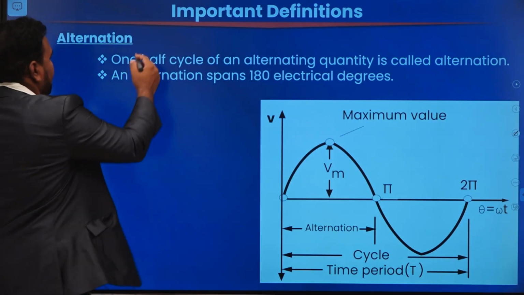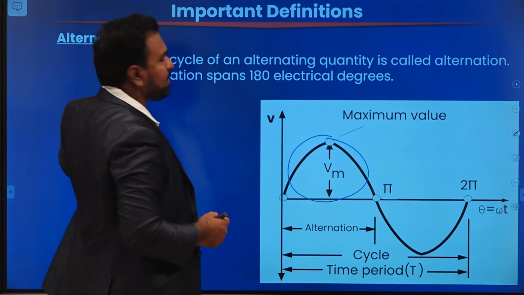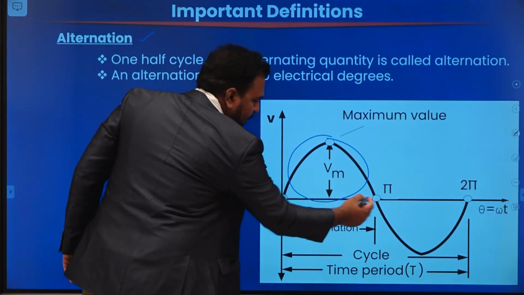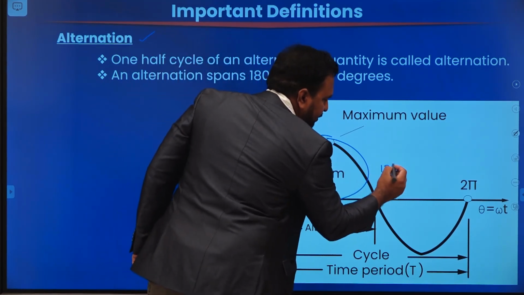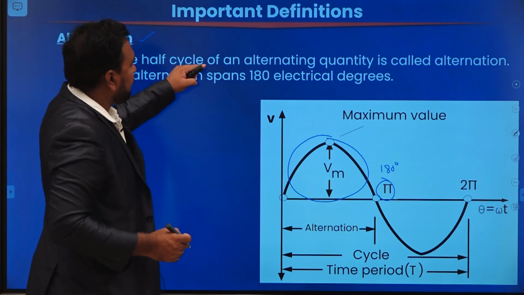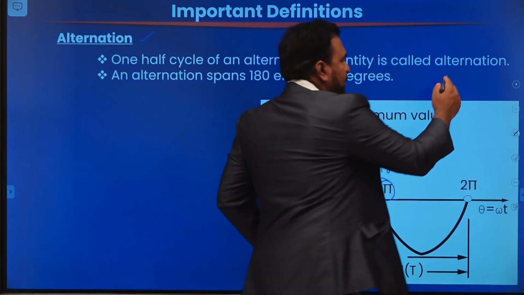Next definition is alternation. One half cycle is called an alternation. What is the span of this half cycle? Pi radians or 180 degrees. So one half cycle of an alternating quantity is called an alternation.